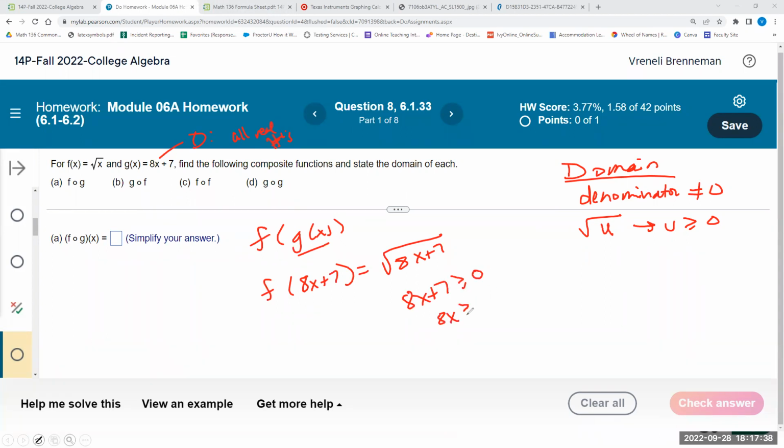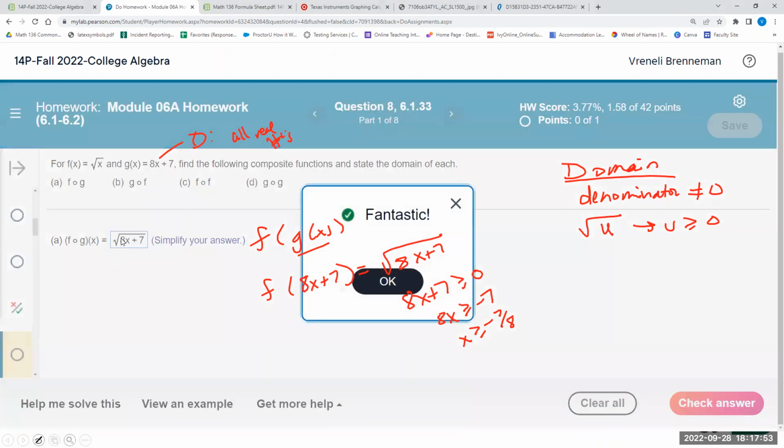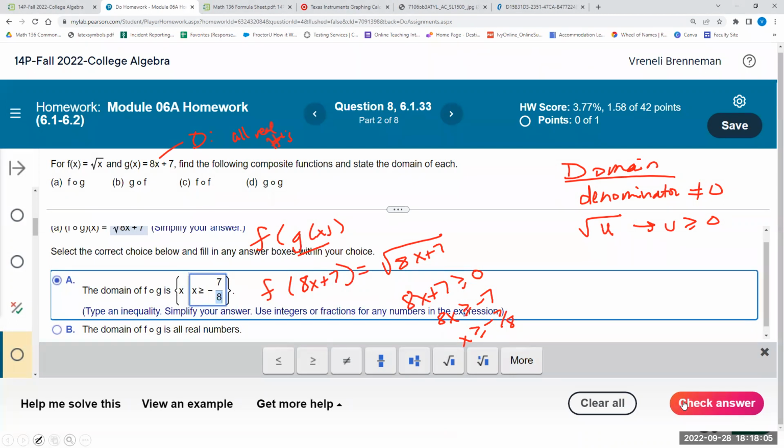So that ends up being x greater than or equal to -7/8. So square root, I have to do backslash sqrt if I want to type that in, 8x plus 7. And then for the domain, again, in inequality notation, x greater than or equal to -7/8.